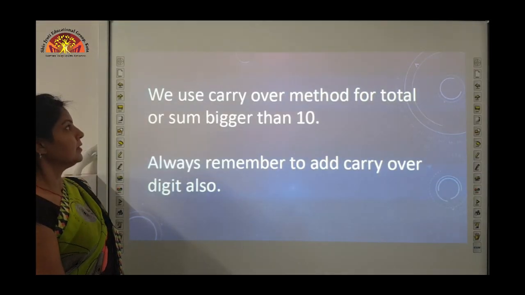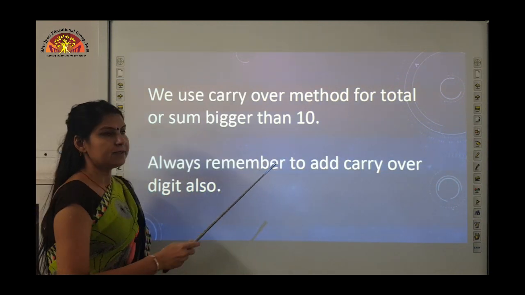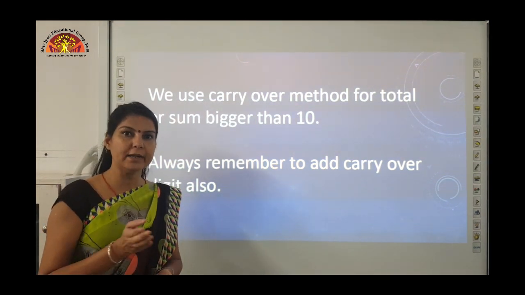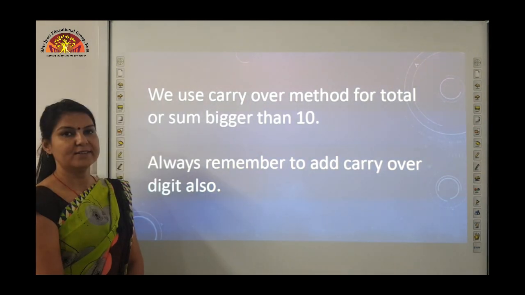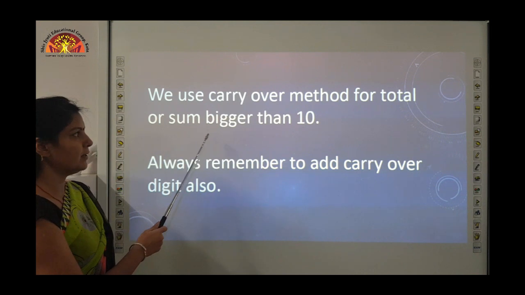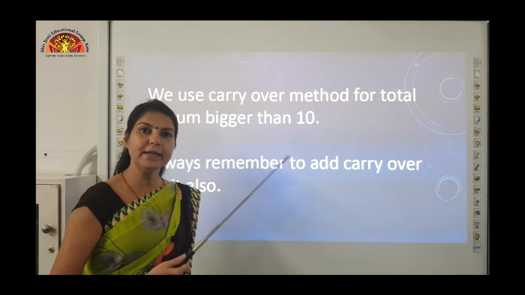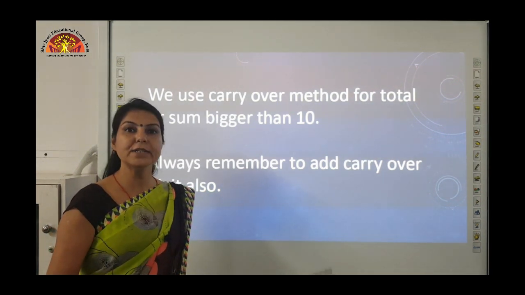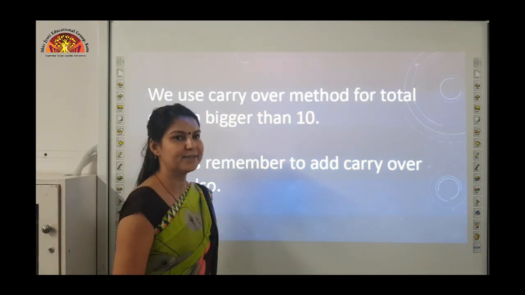The next point is we use the carryover method for total or sum bigger than 10. Children, when we get a digit bigger than 9, then we have to carry the digit which is at the 10's place to the other number. So children, the next point is we use the carryover method for total or sum bigger than 10. Children, if we are getting the sum 10 or bigger than 10, then what do we have to do? We have to carry the digit which is at the 10's place to the next number, to the next digit.